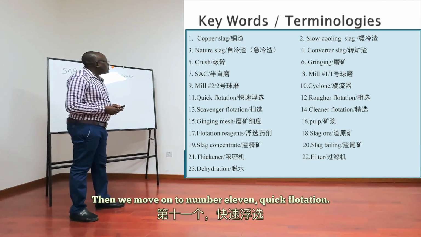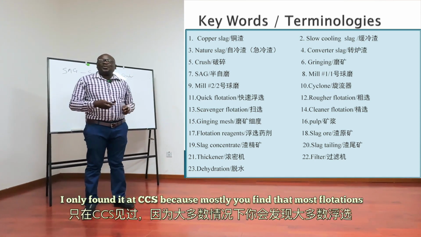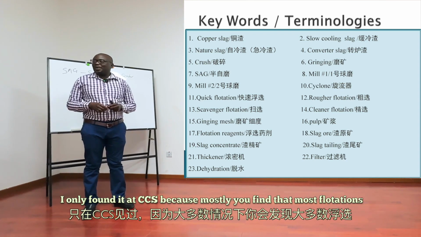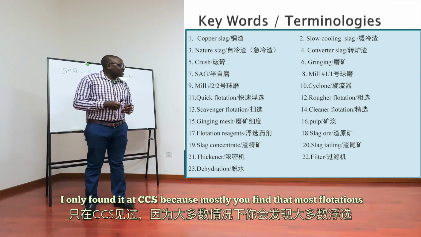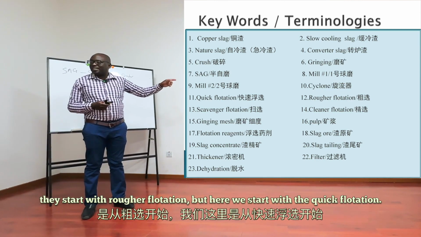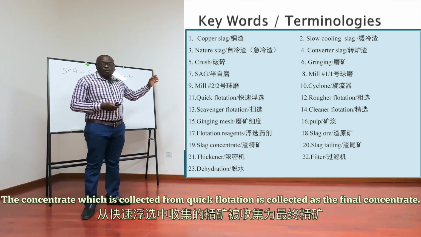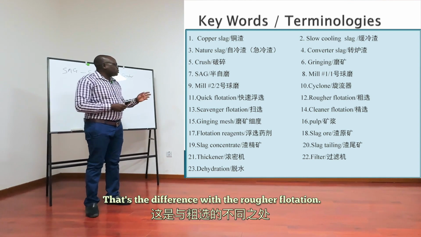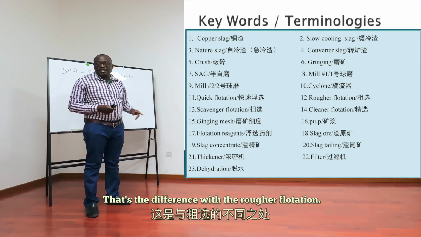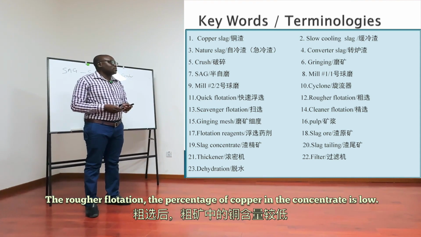Then we move on to number 11, quick flotation. I can say that at our school, we never learned about this. I only found it at CCS because mostly you find that flotations start with rough flotation. But here we start with the quick flotation. The concentrate which is collected from quick flotation is collected as the final concentrate. That's the difference with the rougher flotation. In the rougher flotation, the percentage of copper in the concentrate is low.